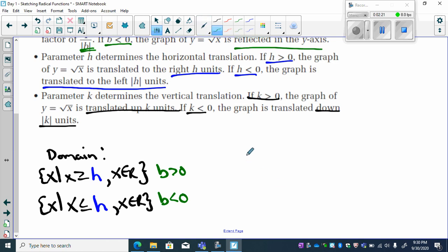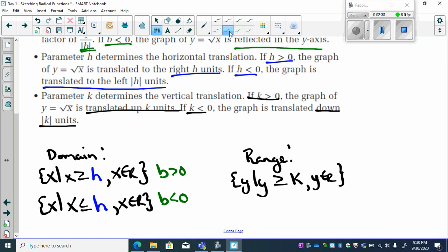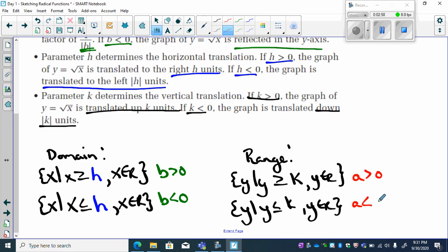The range is a very similar process. y such that y is greater than or equal to k, your vertical translation, and y will belong to the real numbers. That is if your a value is a positive, so there's no vertical reflection in the x-axis, and the graph would still be pointing upwards. y such that y is less than or equal to k, y belongs to the real numbers, and that is if your a value is a negative, so if there is vertical reflection in the x-axis.